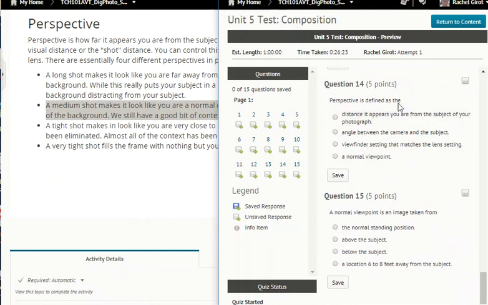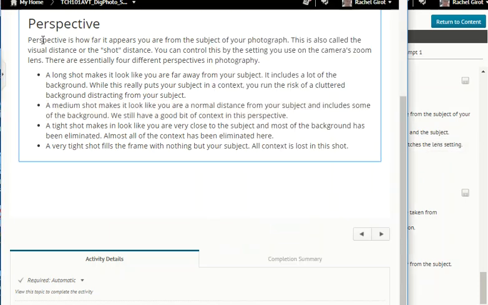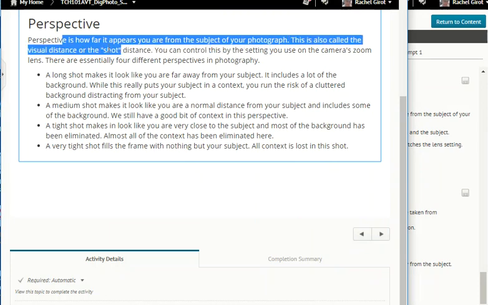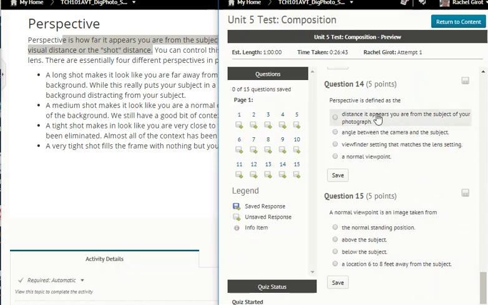Perspective is defined as the distance it appears you are from the subject of your photograph, the angle between the camera and the subject, the viewfinder setting that matches the lens setting, a normal viewpoint. Perspective is how far it appears you are from your subject's photographed. This is also called the visual distance. So which one of those talks about distance? Good. The distance it appears you are from your subject.